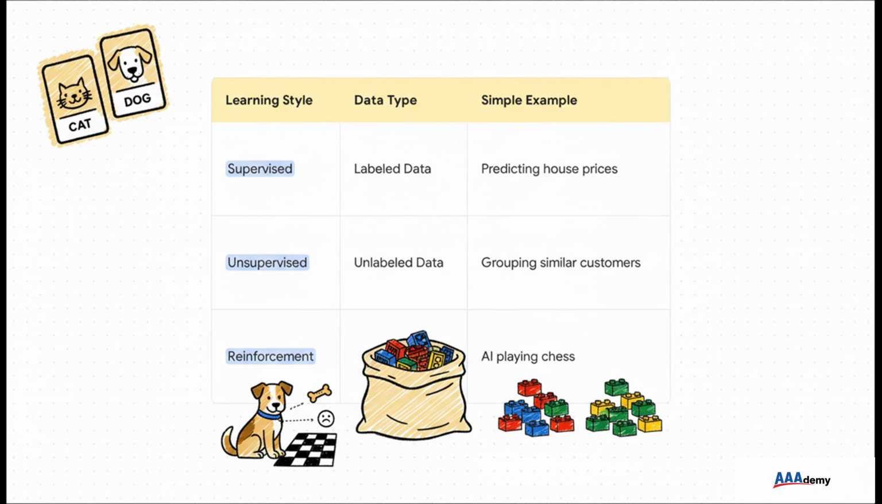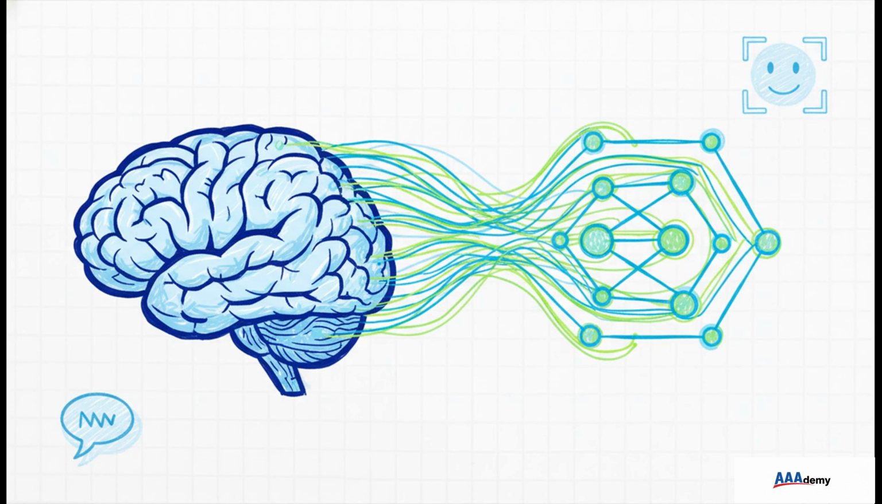The AI tries an action, and if it's a good one, it gets a reward. If it's a bad one, it gets a penalty. Over time, it learns the best way to get the most rewards. Now, those three methods are really powerful, for sure. But for the really complicated stuff, like understanding human language or recognizing your face, AI needs something even more sophisticated. And that approach is called deep learning, and it's powered by something modeled directly on our own brains, neural networks.